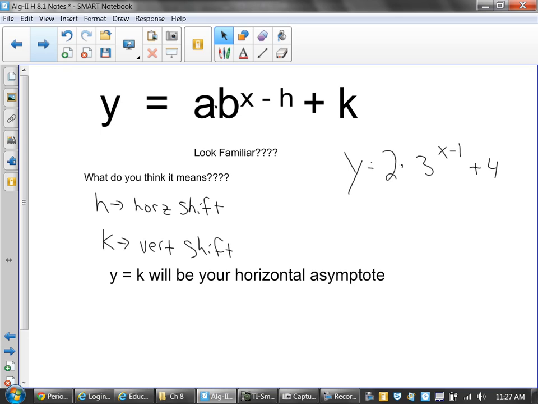If I take that example, I have 2 times 3 to the x minus 1 plus 4. And I'm going to graph that.